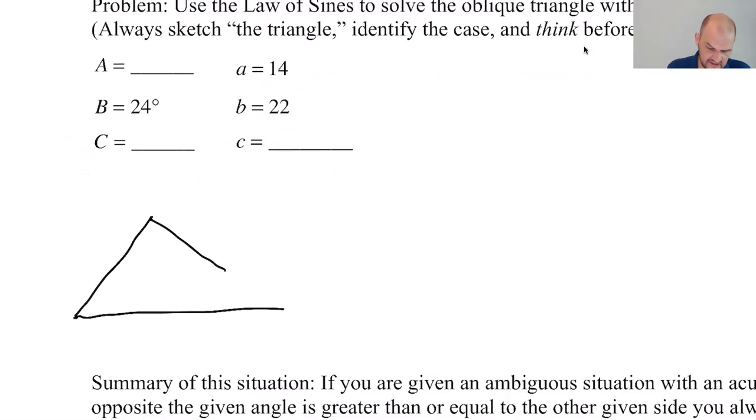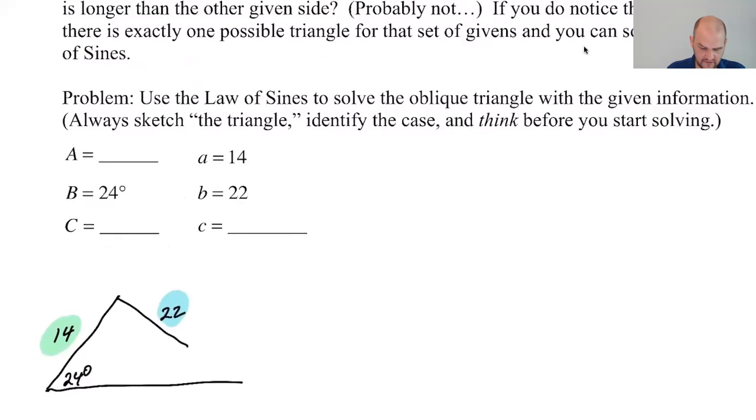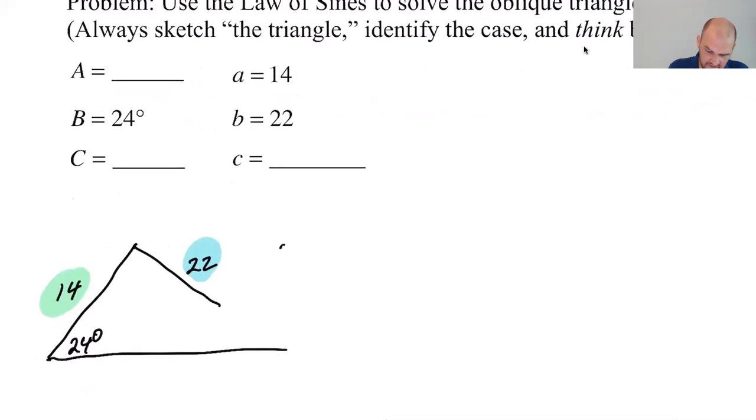So I draw this, and then I usually just put the numbers. So 24, 22, and 14. Now what I want to do is immediately, did I color code this somehow? I want to compare this with this. And since 22, in this case, I know that the opposite is greater than the other. And if the opposite is greater than the other, there is one triangle, and we just solve it.